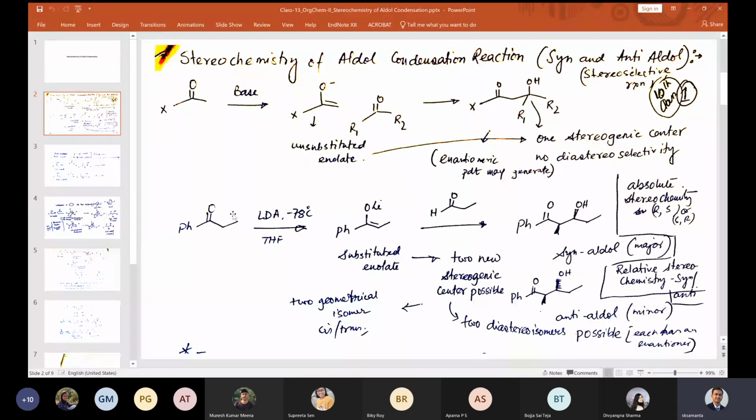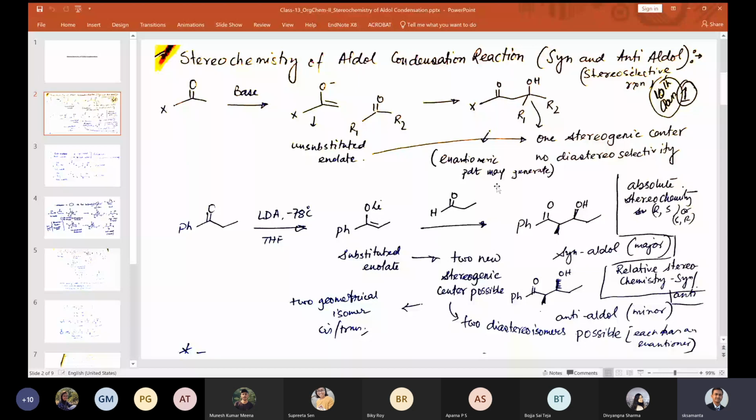But if you have substitution, here it is a substituted enolate, then you get two chiral centers. So you get basically two pairs of diastereoisomers. What are those? RS, SR, or RR, SS. So which one will be major? That is the question. Which one will be the major? That is what we will find out.